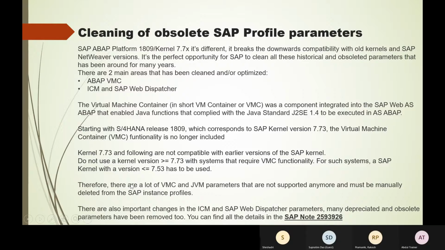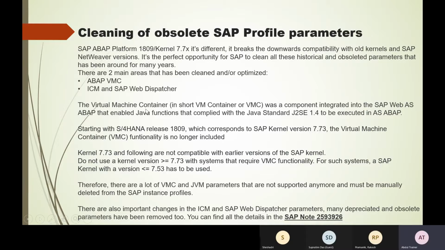So basically, I don't know what this VMC, virtual machine container, is. I don't know exactly where and how it is used. But as per SAP S/4HANA, it is mentioned that VMC is obsolete if your kernel is 7.73 or greater. For example, if you are upgrading your ECC systems to S/4HANA and this VMC is there, then it will not work with S/4HANA 2020.